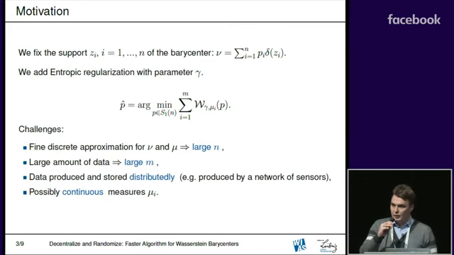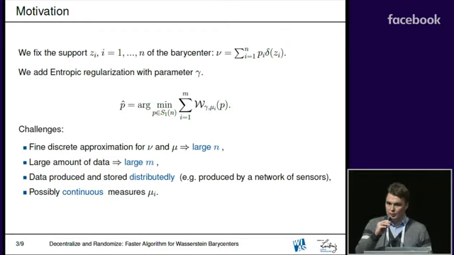We consider it in the case of large scale, so n, the dimension of the support of the barycenter, is large, and also the number of data is large, this is m. And two other challenges are that the data can be produced and stored in a distributed way. For example, it can be produced by a network of sensors, and we cannot have it on one single computer. And another challenge is that the measures for which we want to calculate the barycenter can be continuous.